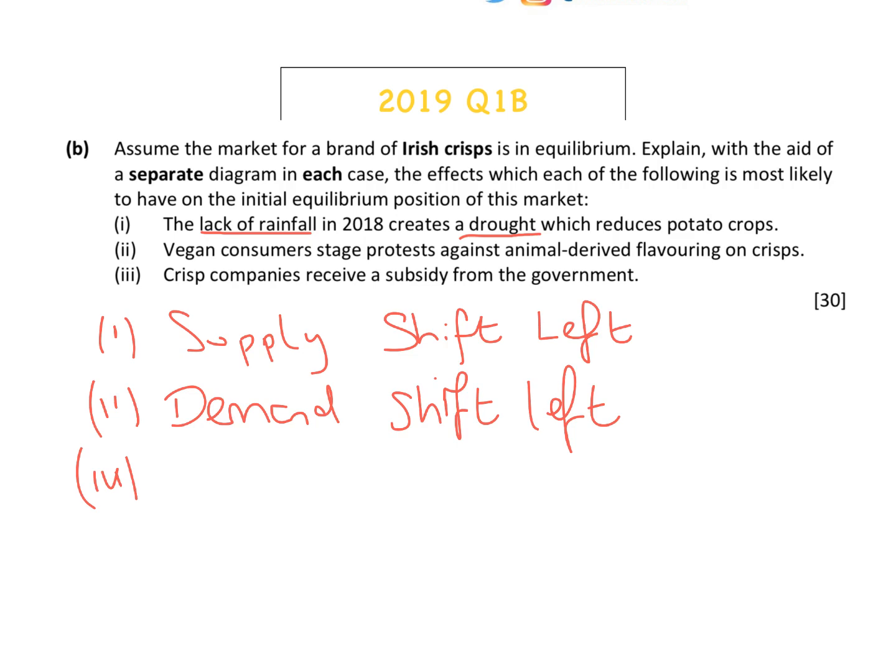And the third one then, crisp companies receive a subsidy from the government. So again, that is subsidy, so that is supply. And subsidy makes it cheaper to produce goods, so that means supply is going to shift right.